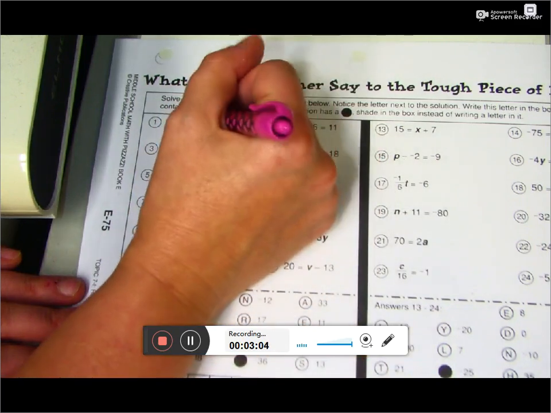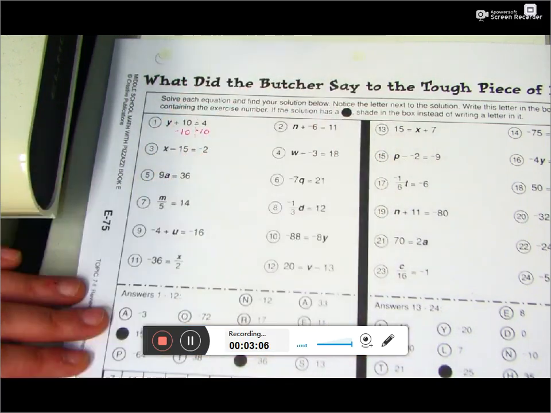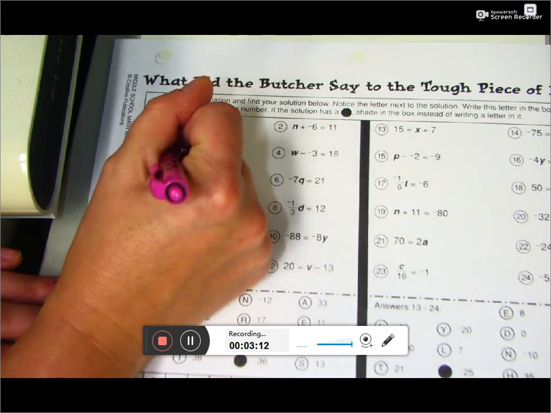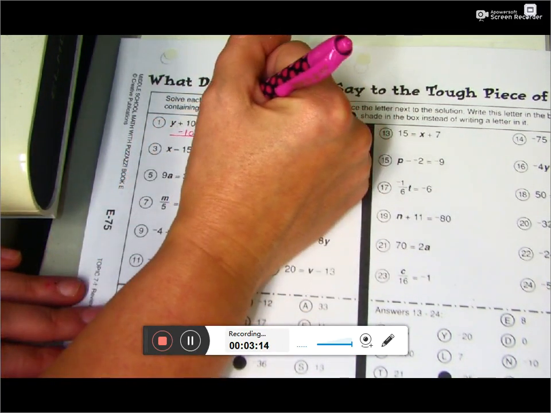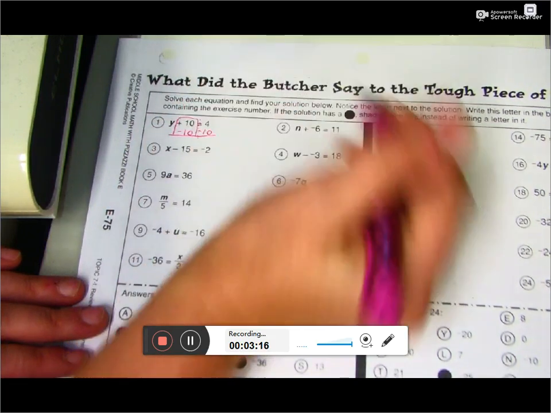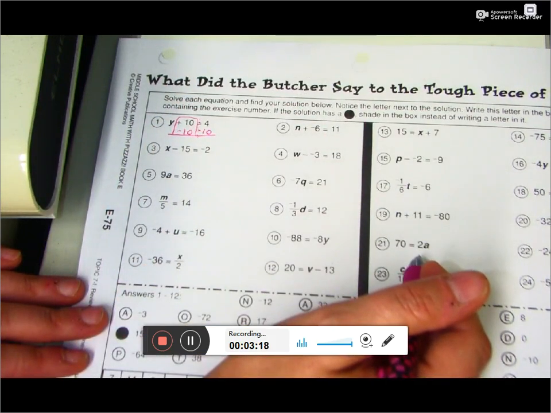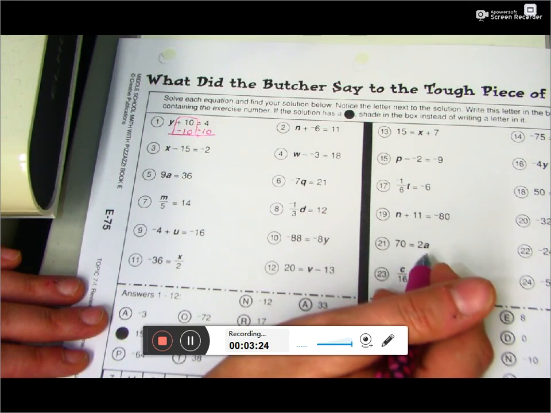Right? Because our equation, if it's truly equal, what we do on one side, we have to do to both sides of that equal sign. Okay. I like to box the numbers that I'm getting rid of, that I'm undoing, so that I know what's left over. And this will come in handy when we start our 2-step.